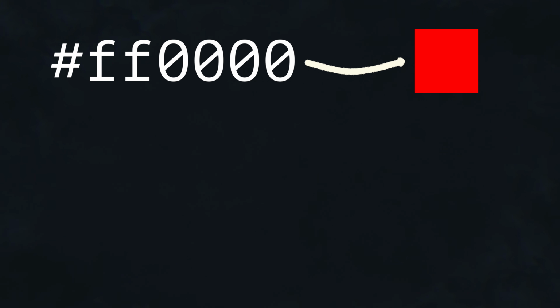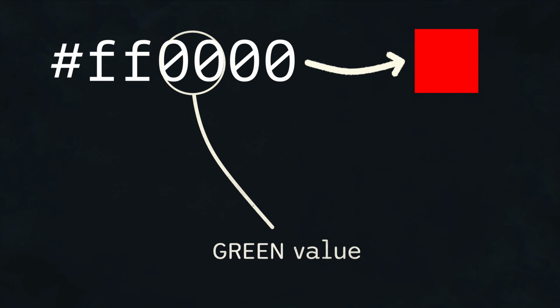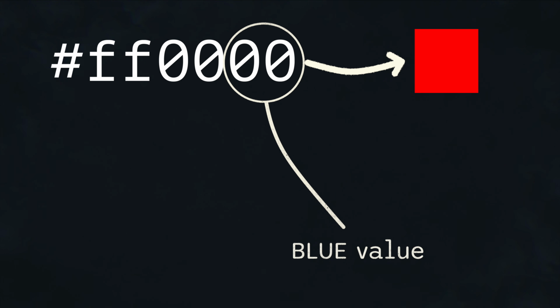Hex codes are another way to represent RGB colors. Have a look at this hex code. It represents the color red. Similar to RGB colors, hex colors consist of three different values. The first two characters encode the red value as a hex number. FF is just 255 in the hex system. The next two characters encode the green value of the color. And the last two characters define the value for the blue portion of the color.